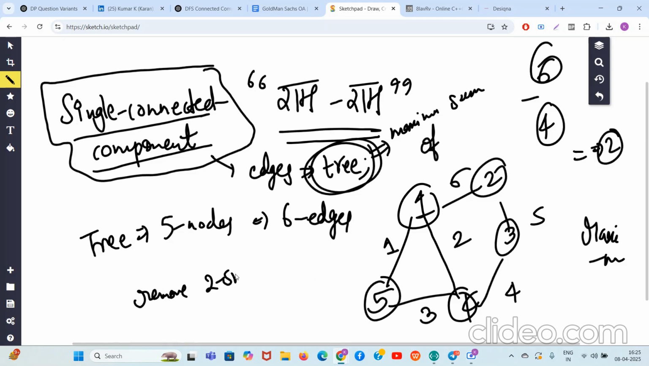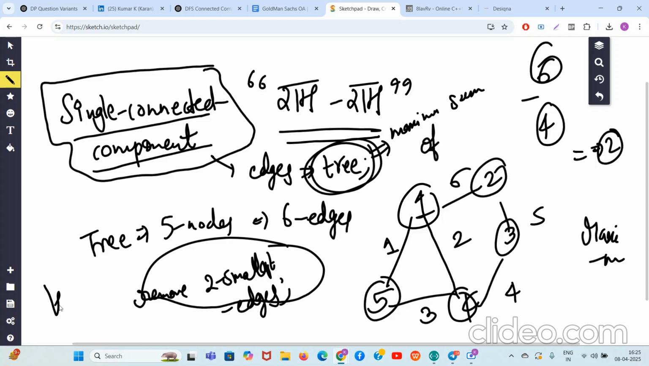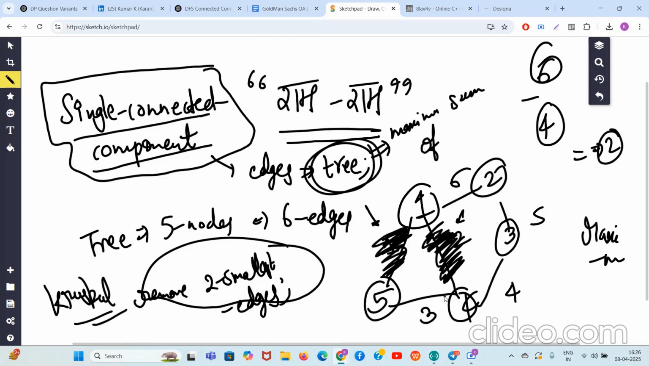Now is it not common sense? You will remove the two smallest edges. Just telling you common sense. There is a proper greedy Kruskal algorithm to deal with this, by the way. But in general theory, I'm saying that you should remove the smallest edges, right? You will remove this edge with weight 1, and you will remove this edge with weight 2. Now this is a proper tree with no cycles, and the sum of the tree is 3 plus 4 plus 5 plus 6, which is the maximum spanning tree.